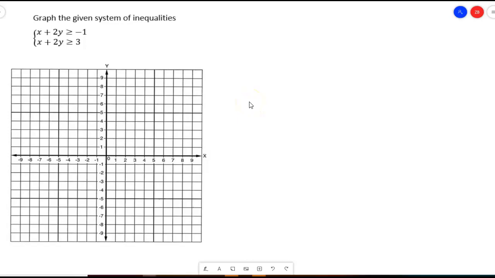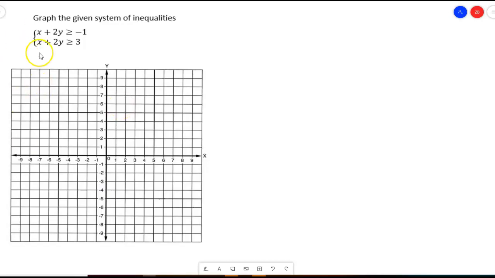Hey, this is Mr. Beckstrom, and today I wanted to take a look at a sample problem from section 11.7. This is on graphing inequalities, and I have a set of inequalities here that I want to graph, and I'm also going to use my graphing calculator to help me with this as well.